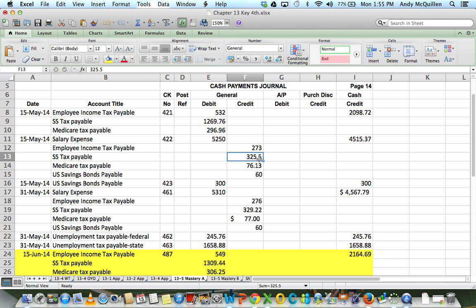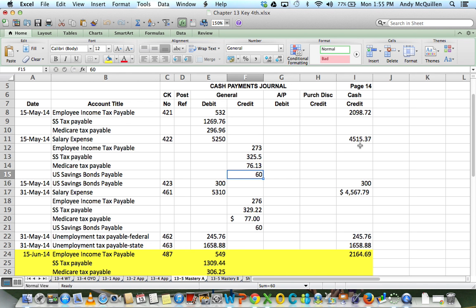We calculate Social Security tax payable, 5250 times 0.062. Okay, 5250 times 0.0145 for the Medicare, and then U.S. savings bonds is 60. So we subtract 5250 minus those four numbers, and that's how we get our cash credit number.